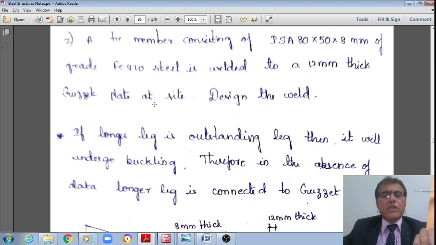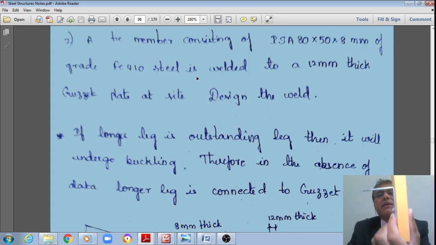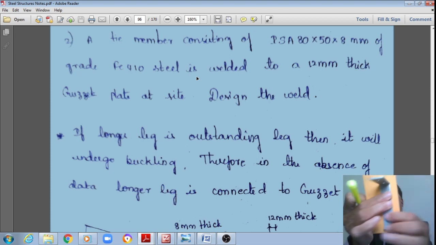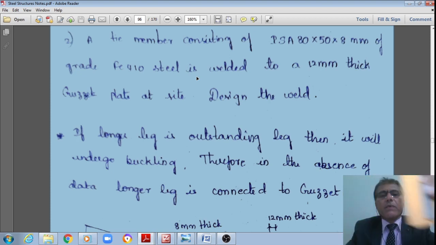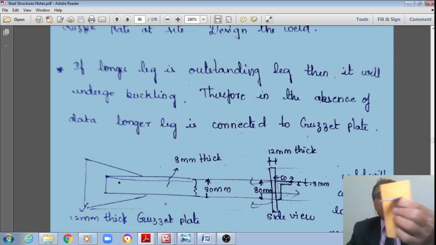Using the site weld, right? Because the welding needs to be done at the site for this problem, right? Therefore, design the weld, right? Design the weld means how much length of the weld is required at the top as well as the length of the weld required at the bottom. That is what we need to design, right? That is how I'm just showing this, right?